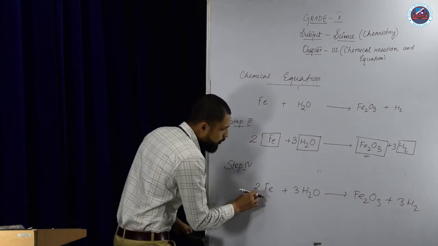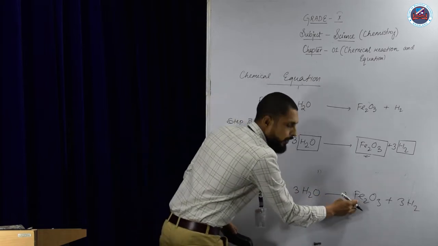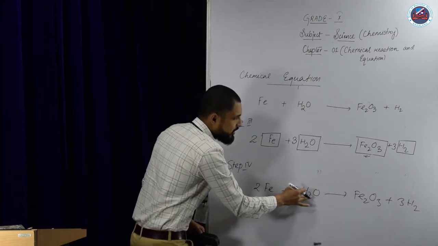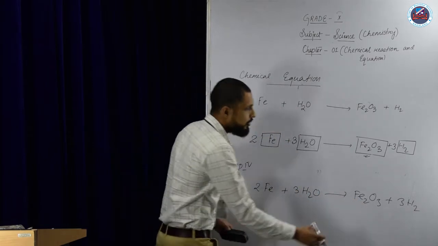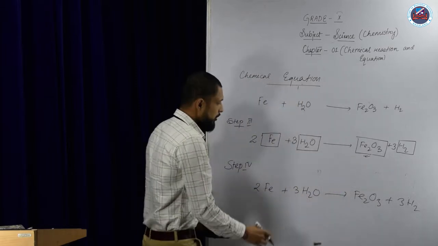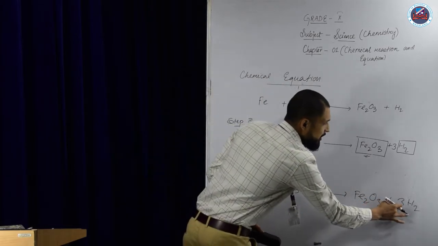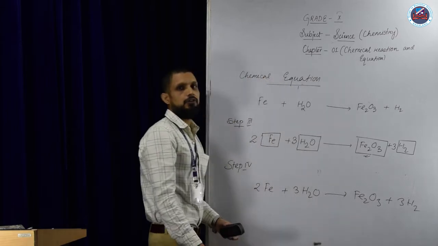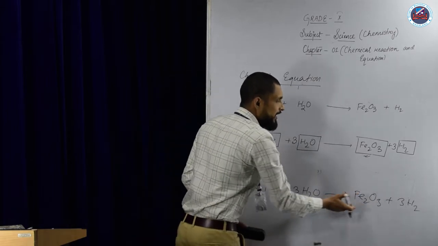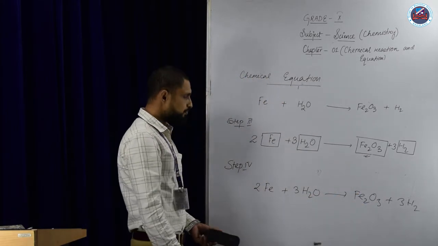So you have 2Fe, you have 2Fe. You have 3 multiplied by 1, 3 oxygen, you have 3 oxygen. You have 3 multiplied by 2, 6 hydrogen, you have 3 multiplied by 2, 6 hydrogen. So this chemical reaction is balanced.